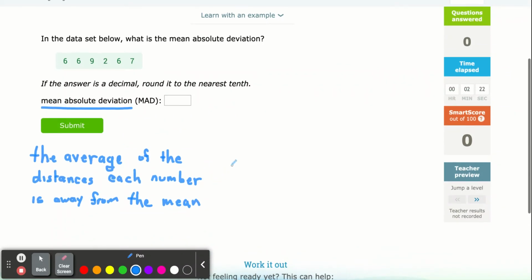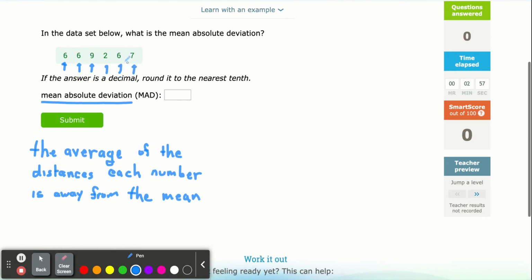Welcome. In this lesson, we're going to learn to calculate the mean absolute deviation, abbreviated MAD. This requires some work. It is the average of the distances each number is away from the mean. In other words, we need to calculate the mean of the numbers, find out how far away each of these numbers is individually from the mean, and then find the average of those distances. That sounds kind of confusing, but we're going to walk through it slowly.